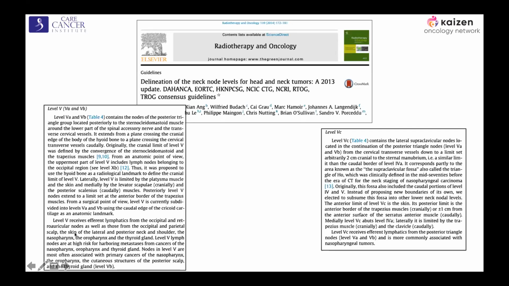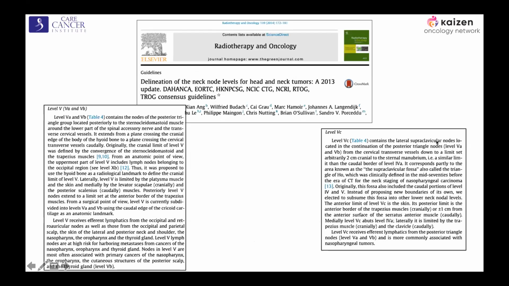Level 5 receives efferent lymphatics from the occipital and the retroauricular nodes, as well as those from the occipital and the parietal scalp, the skin of the lateral and the posterior neck, and the shoulder, the nasopharynx, the oropharynx, and the thyroid gland. Level 5 lymph nodes are at high risk for harboring metastasis from cancer of the nasopharynx and oropharynx. Like I mentioned, nasopharynx and oropharynx have a propensity to go to the posterior nodes. So like we discussed, level 2B in case of level 2, because that is posterior, and also the level 5 group of lymph nodes.